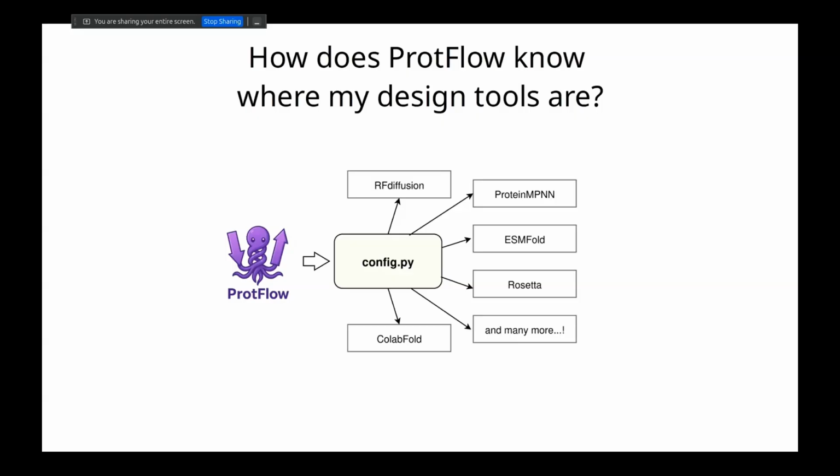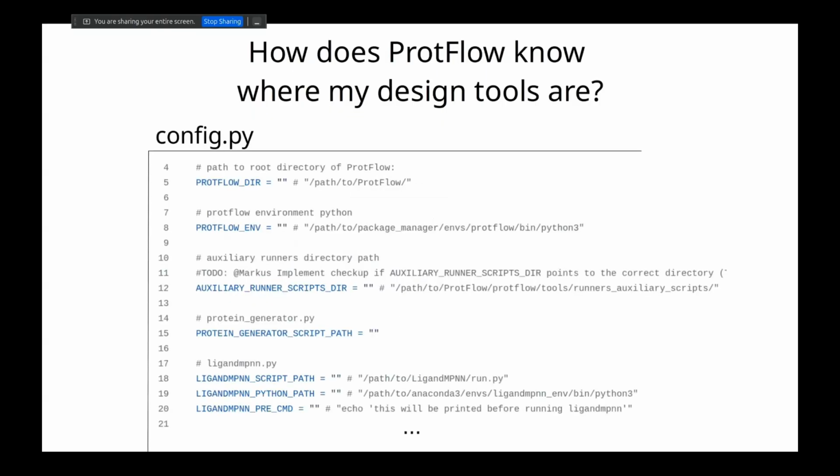As a schematic here, this config file just points to where your tools are and where the Python environments for these tools are. In plain code, here's an excerpt of how this config file starts. And of course, it continues downwards, where we already predefine the variables that you need to fill in if you want to use this tool. So for example, only if you want to use ligand MPNN do you need to fill in these variables, where you just search for your ligand MPNN installation and you add this path to the run.py script of ligand MPNN, and then the same for the Python environment that you install to run it. And with this, you should be able to run it.